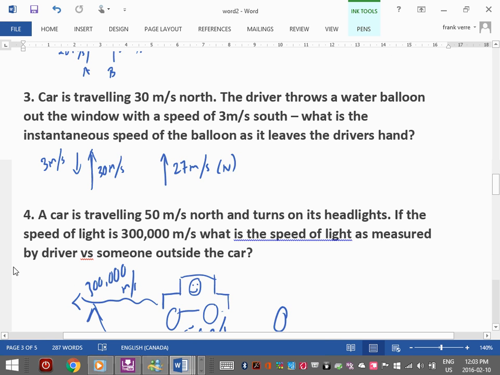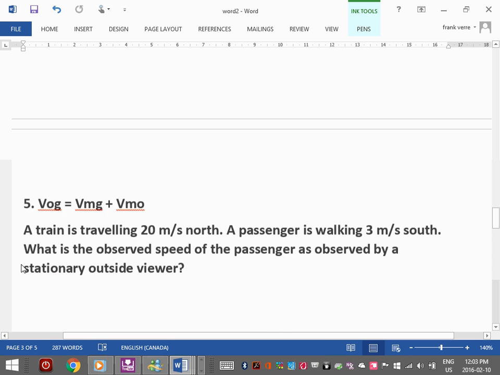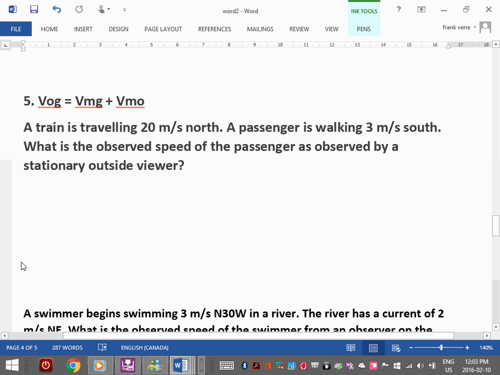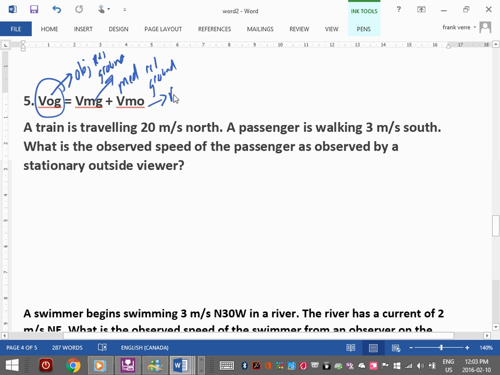It's more like question 3, where we add up velocities or we subtract them. So let's take a look at a formula that you may recall from grade 11, because this actually explains the water balloon. Do you remember this formula? So this is an object relative to the ground. This is the medium relative to ground. And this is the medium relative to object.